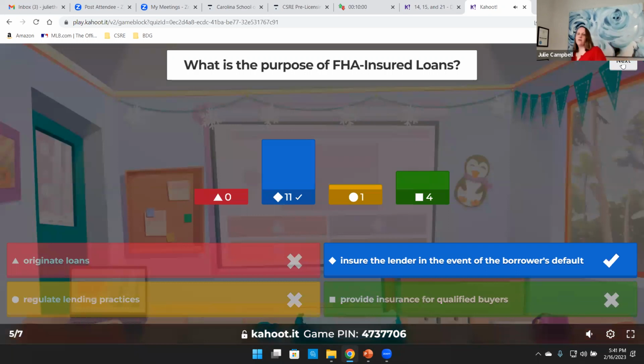Purpose of the FHA loan? It insures the lender. It doesn't offer insurance. It doesn't originate. Good job, guys. It insures the lender in the event of the borrower's default.